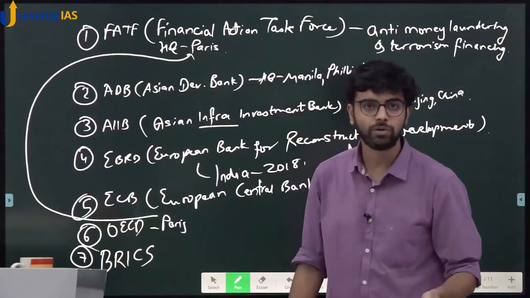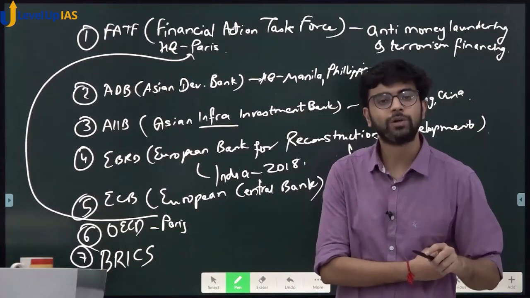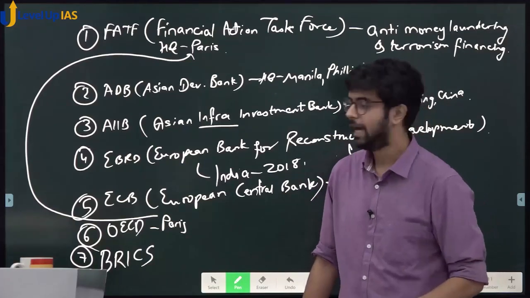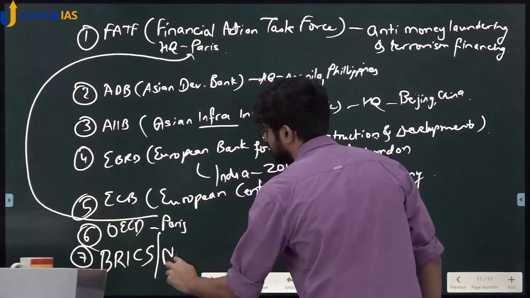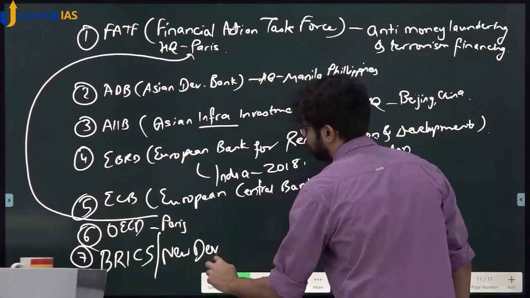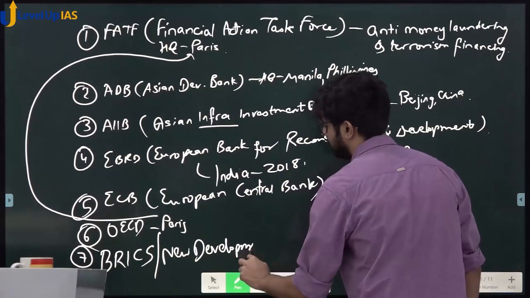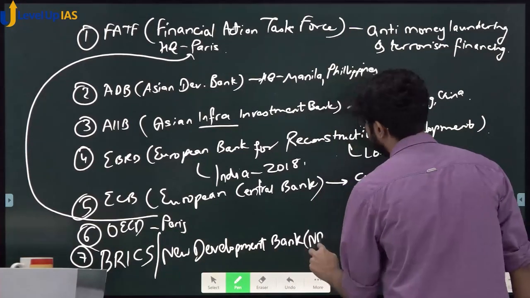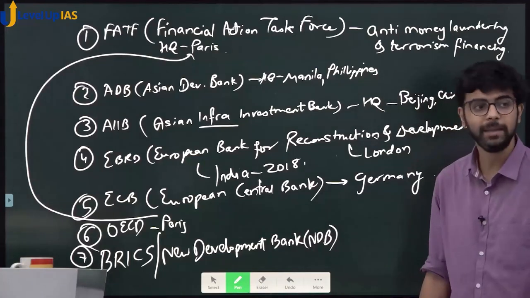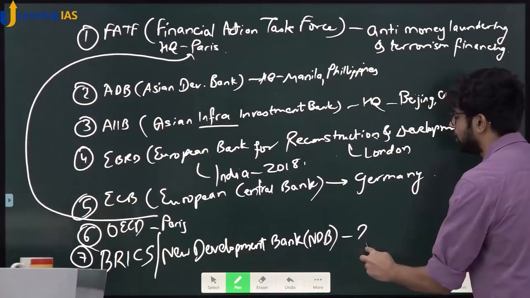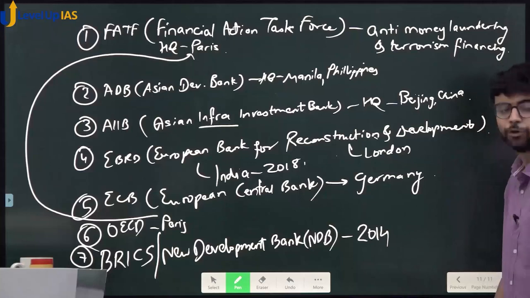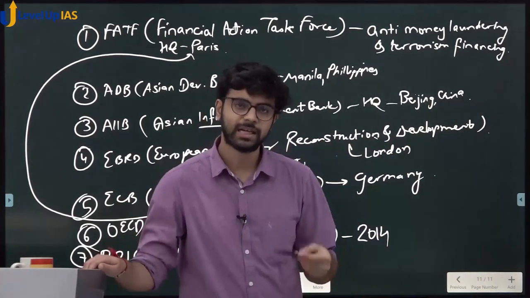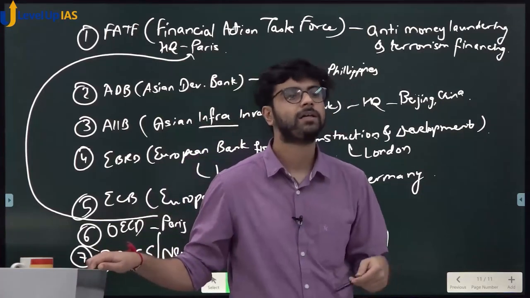So BRICS also was established long back, but in 2014, they established their own bank called BRICS Bank. That bank is called the New Development Bank, NDB. This was established in 2014. There is a UPSC question in IR prelims, but we don't see it in economics because it is international relations, in the 2015 paper. ठीक है?